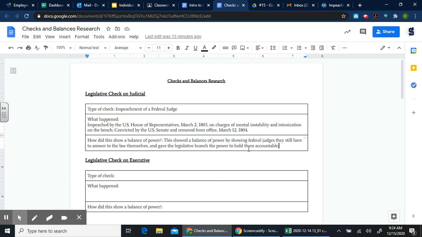The same could be said if they were impeaching a president, right? So if you did your next one as an example of a presidential impeachment and tell me what happens, you could somewhat use a similar answer, right? It shows that the president has to answer to the law themselves and still has to abide by the Constitution, those types of things, and gave the legislative branch that same power. So that's kind of where we're going with this.